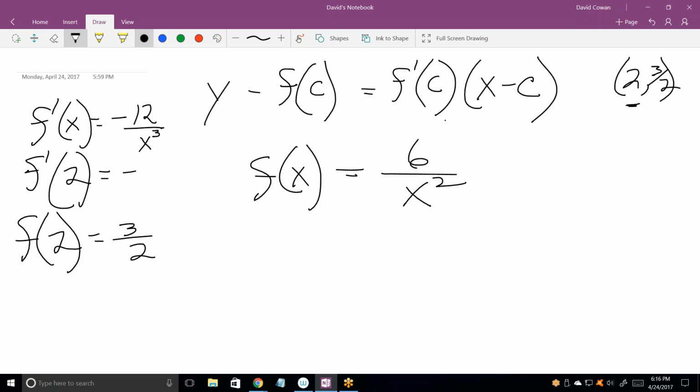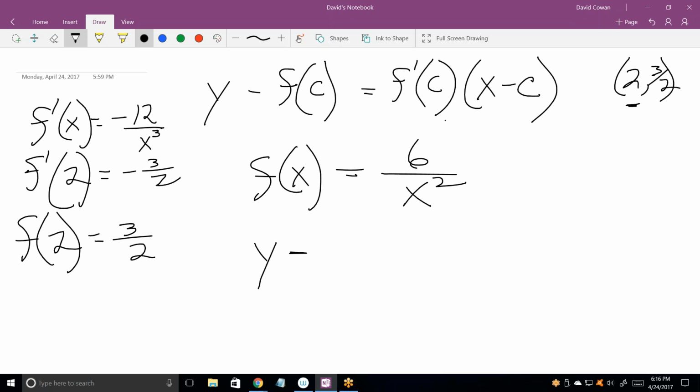Negative 3 over 2. All right. Okay, now I think we have everything, don't we? In other words, in our general formula, c is 2. So we know what f of 2 is, we know what f prime of 2 is, and we know what c is. It's 2. So we're ready to write it. So tell me what to write.